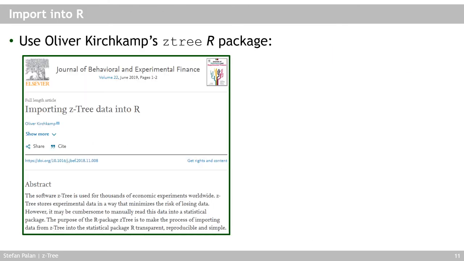If, like me, you like to analyze your data in R, in the free statistics software R, then Oliver Kirchkamp has kindly programmed a package called zTree that allows you to import zTree data directly into R. And, similar to my Excel add-in, it allows you to import both the .xls file and the SBJ file, so both the main experiment, the treatment data, and the subjects' answers on the questionnaire. And it imports them into a nice format, which makes it very easy to use this data in R for your analysis. So I highly recommend using this package.